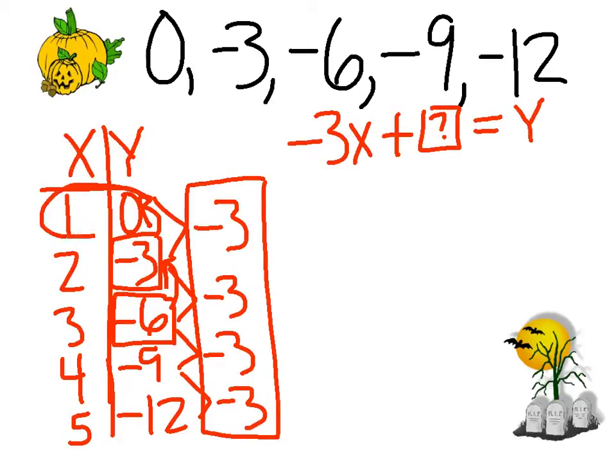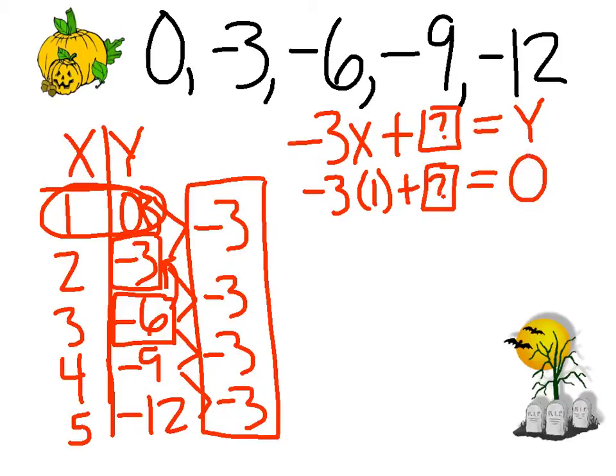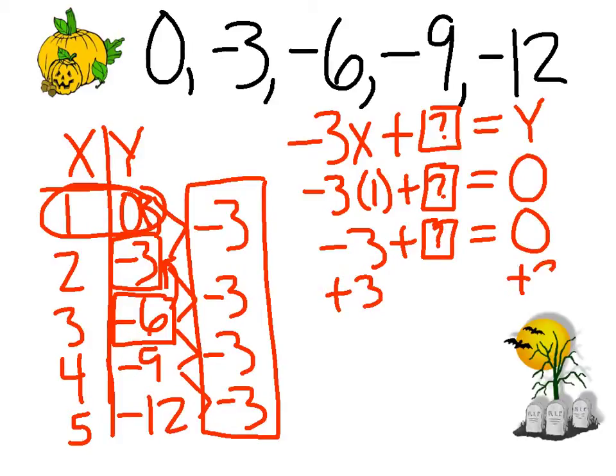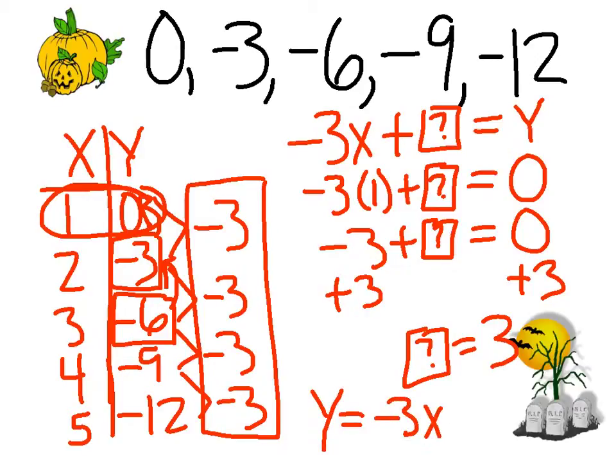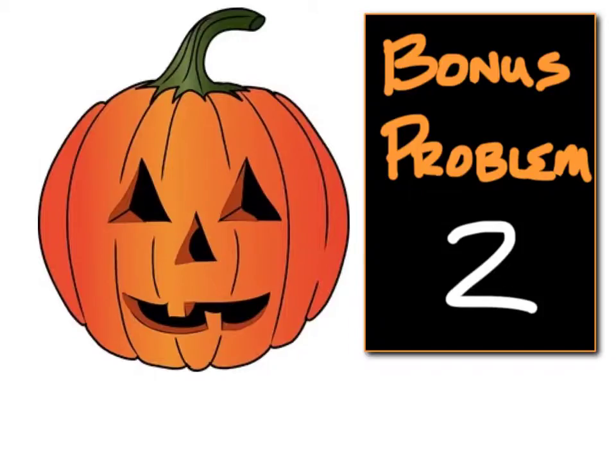So we just plug in one of our ordered pairs. So we plug in 1 for x, and we plug in 0 for y. So we have negative 3 plus our number is equal to 0. We add 3 to both sides. And when we do that, our number is going to be positive 3. So our function is going to be negative 3x plus 3.